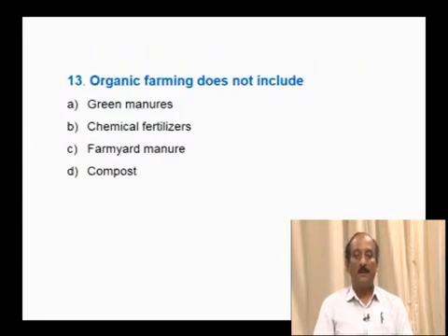Question number 13. Organic farming does not include green manures, chemical fertilizers, farm yard manure, compost. See, in organic farming, the chemical fertilizers are not used. Mainly the organic matter obtained from the plants, such as green manure, farm yard manure, compost, are commonly used. Hence, the chemical fertilizers are not used. Hence, the correct answer for this question is option B.